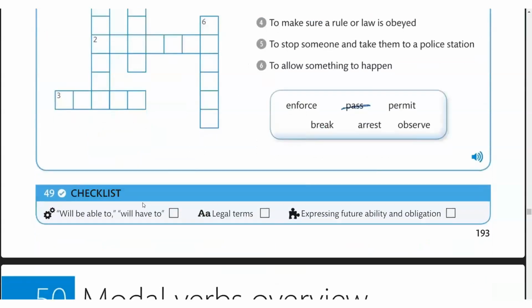So we have our checklist for 49, and what we did, we were able to review will, be able to, and will have to. Okay, we looked at some legal terms that we just even saw in the last exercise: enforce, pass, break, arrest, permit, observe. Okay, and expressing future possibility and obligation. So you can always go back and review this section in the video. So let's move on now to chapter 50.